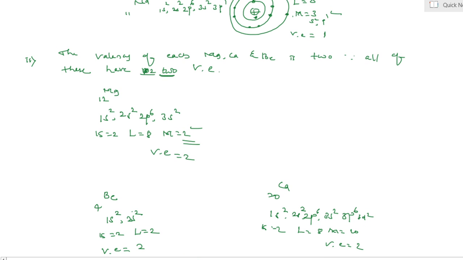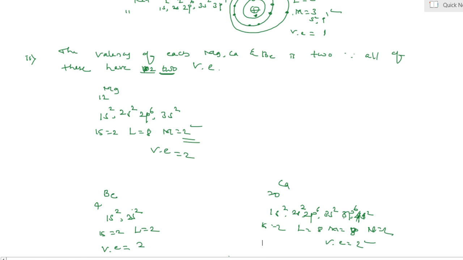Yes, calcium, K, L, M, N: here 4s2, valence electrons are 2. 1s2, 2s2, 2p6, 3s2, 3p6 and 4s2. Yes, my dear students.